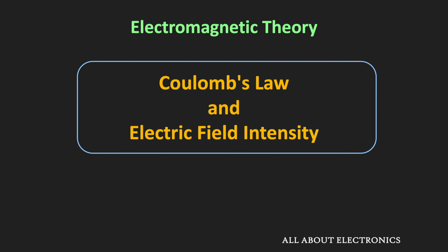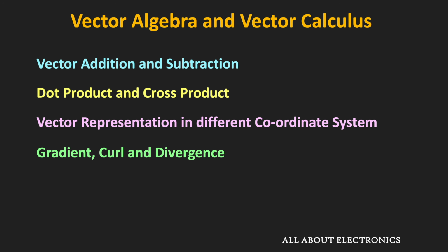So in this video, we will learn about Coulomb's law and we will also understand the concept of electric field intensity. In the earlier videos, we learned about the basics of vector algebra and vector calculus, which are the essential tools for learning electromagnetic theory. Now, from this video, we will start the electrostatic module.